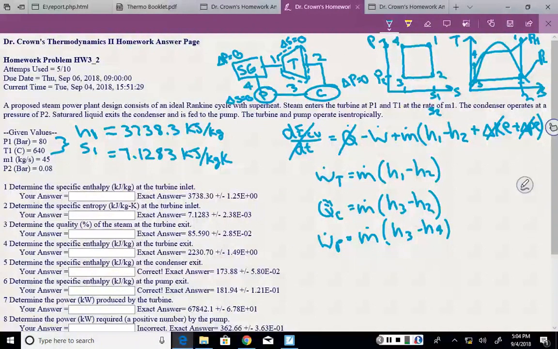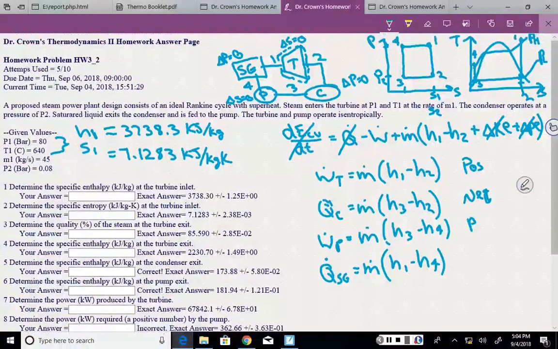And then finally, the Q for the steam generator is m dot, and I have H exit minus inlet, H1 minus H4. And that will be a positive number because it's Q in. So this will be positive, negative, negative. Cross that out. Negative. Keep wanting to write Q's. Negative and positive.